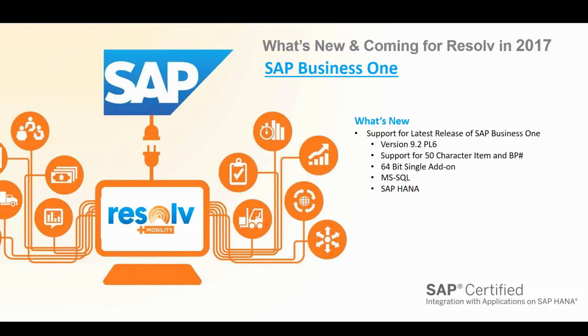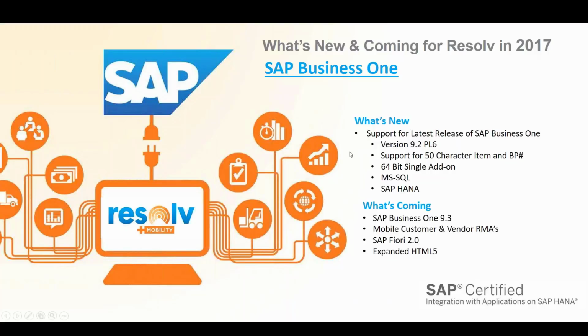So with respect to Resolv for SAP Business One, we are supporting the most current release. It's SAP version 9.2 PL6. We have support for the 50-character item code enhancements as just one of the examples. We'll go through several of the other examples, of course, as well. We offer it as a 64-bit add-on, and it's available for both the Microsoft SQL and SAP HANA platforms.